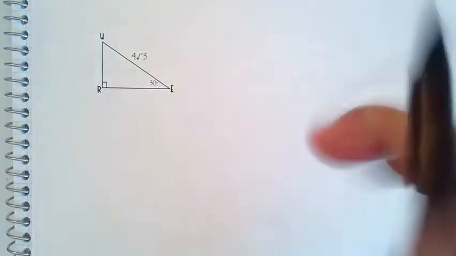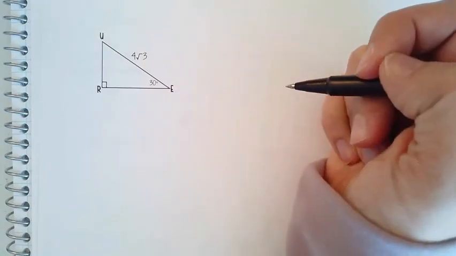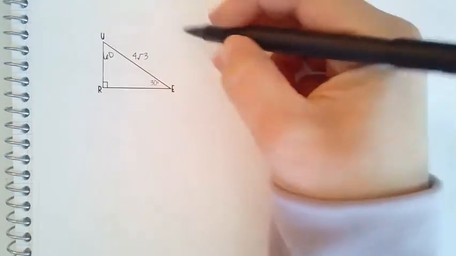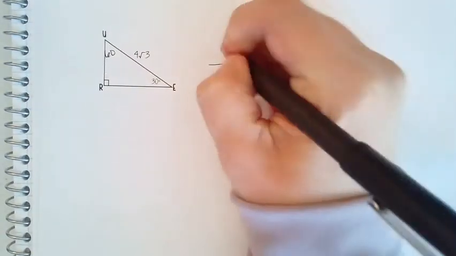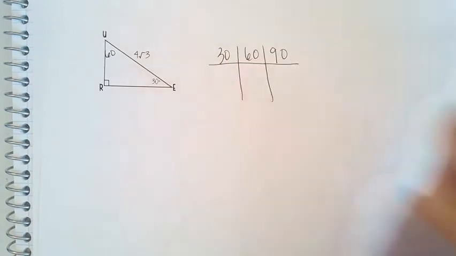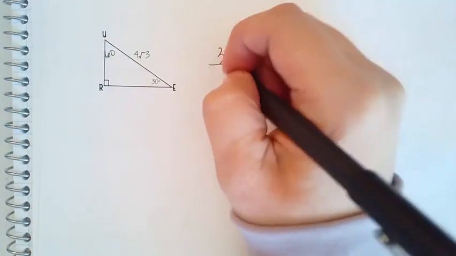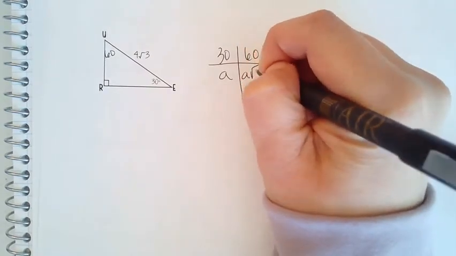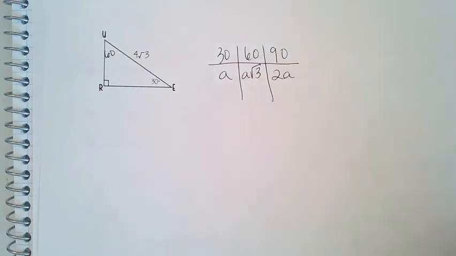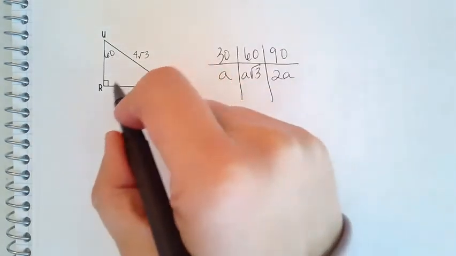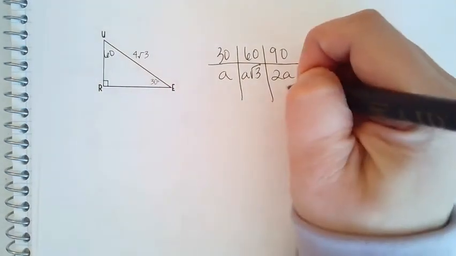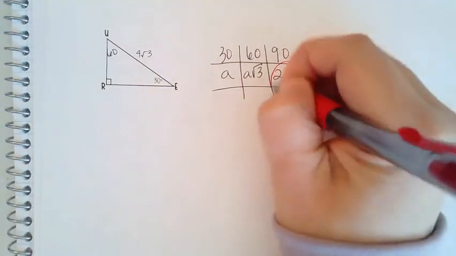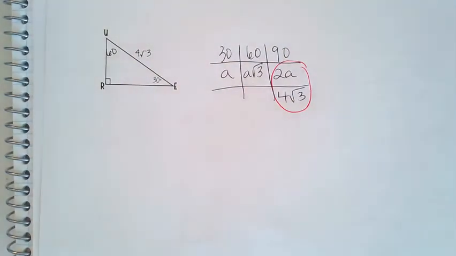So now if I do this one, what I end up getting is I have 60 here, and what I notice is 30, 60, 90. Notice I'm starting them off the same way. Opposite the 30 is a, opposite the 90 is 2a, and opposite the 60 is a root 3. And what I have is the side opposite the 90, and that's 4 root 3. Now, this one might be a little weird for you.